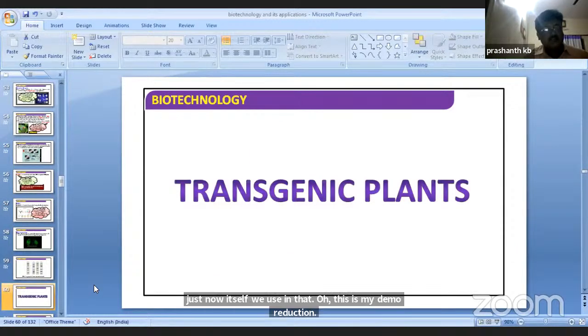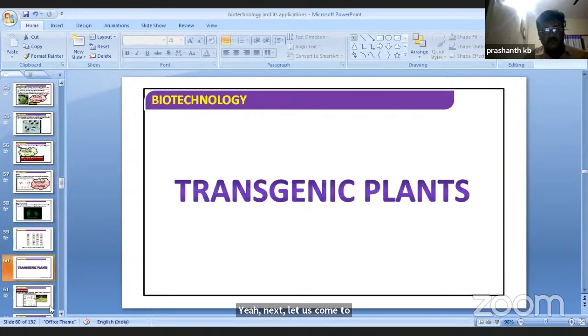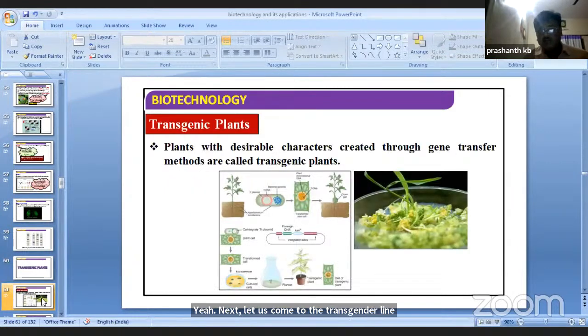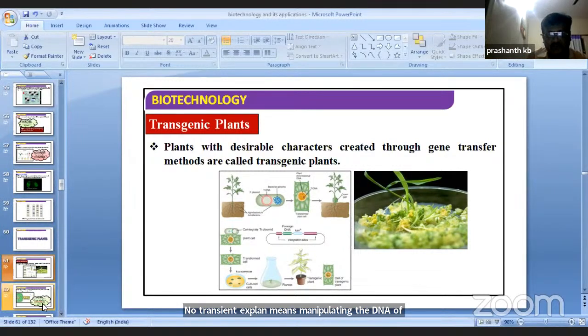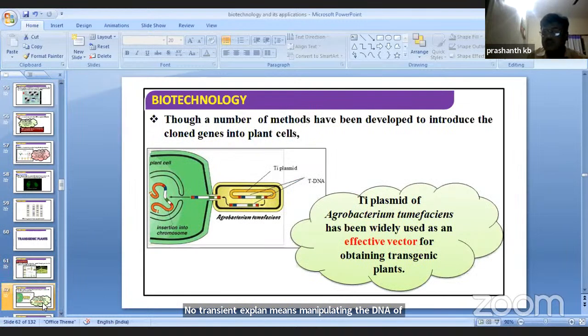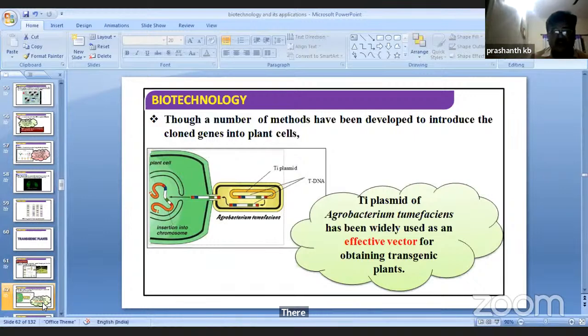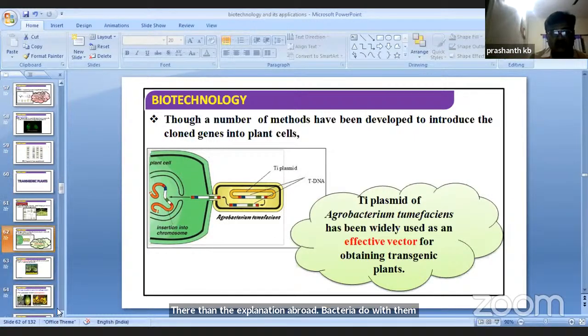Next, let us come to the transgenic plant. Now, transgenic plant means manipulating the DNA of the plant. That is called a transgenic plant. So how to manipulate? Again, they have done the explanation. Agrobacterium tumefaciens is the best method to manipulate the DNA of the plant.